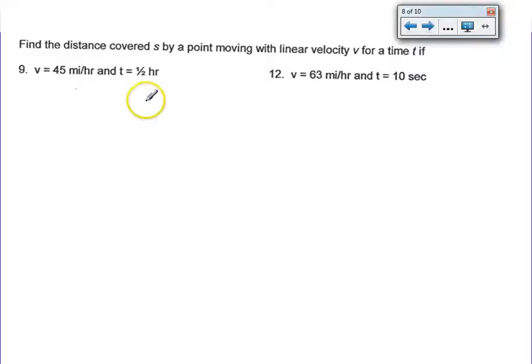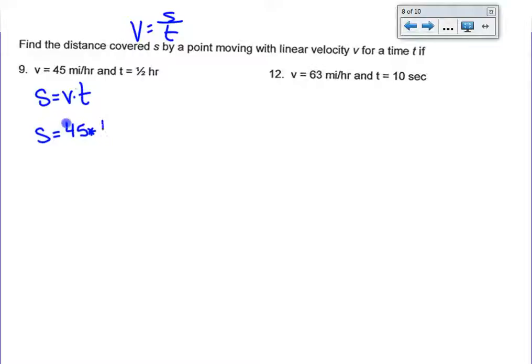Now the next set of questions is kind of backwards. Remember, if velocity is arc length divided by time, this particular problem wants you to find arc length. So if I solve that formula for S, it would be velocity times time. So it's miles per hour and an hour, so I don't have to convert anything, but 45 times 1/2 gives us 22.5, and then arc length is distance, so miles.